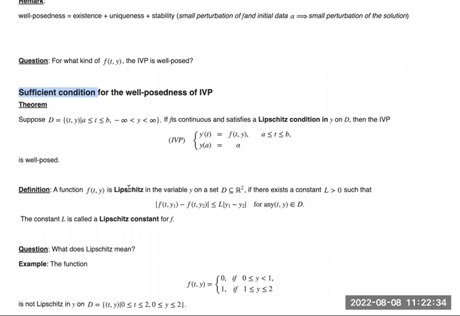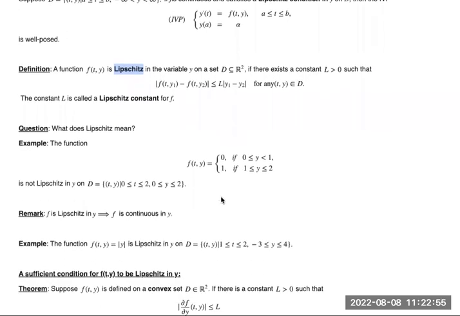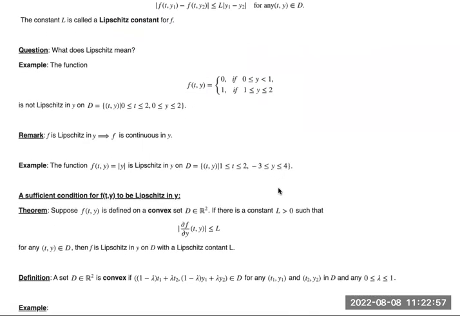So what is Lipschitz? What is Lipschitz continuous? It means the changing rate of the function, the right-hand side, is bounded by the changing rate of y times some number. If you can do this for any pair y1, y2, then you're good. So here are some examples.